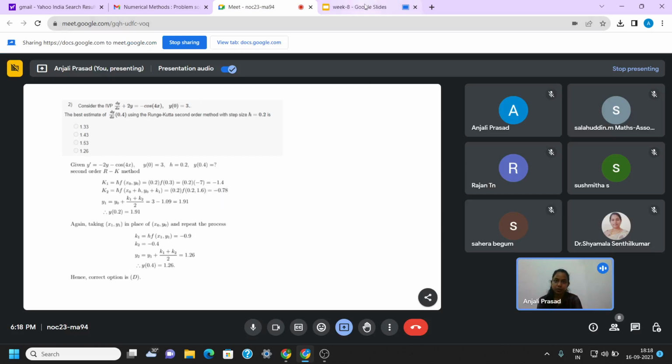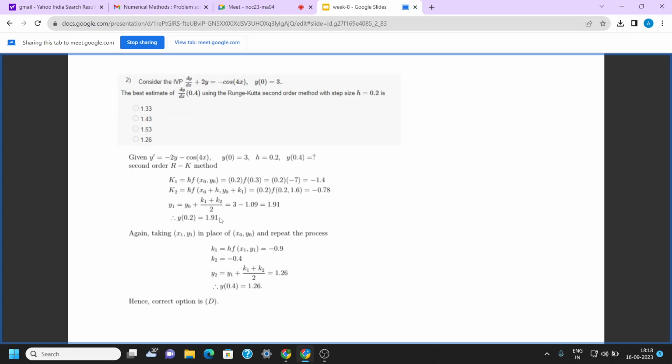So once you have got y of 0.2 as 1.91, now we can proceed to the next step. That is, we have to calculate y of 0.4, okay, for the next iteration. So again taking x1, y1. Now at the first iteration we took x0 and y0. Now we will take x1, y1 in place of x0, y0 and repeat the process.